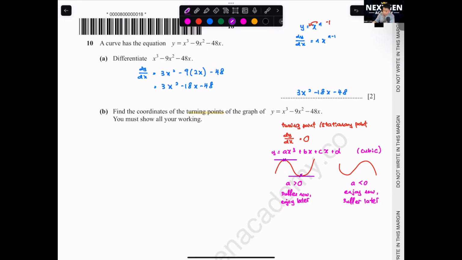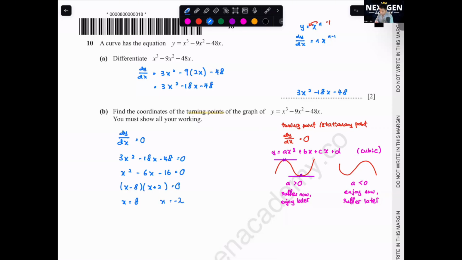We already got our dy over dx from the first question. Now we do dy over dx equals 0. You find the x coordinate first. 3x squared minus 18x minus 48 equals 0. We divide the whole thing by 3. x squared minus 6x minus 16 equals 0. Factorize this: x minus 8, x plus 2 equals 0. x equals 8, x equals negative 2. From here, you get the x points already.